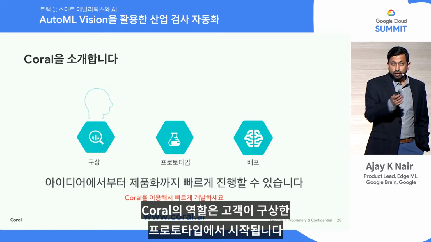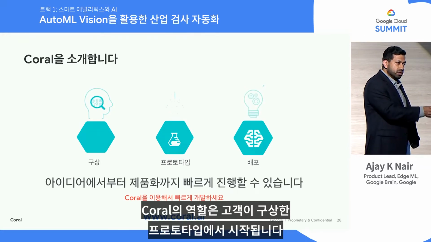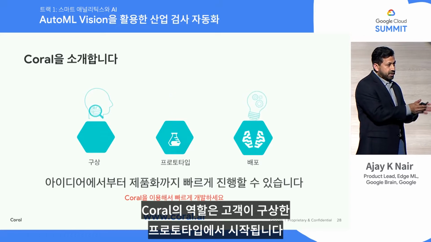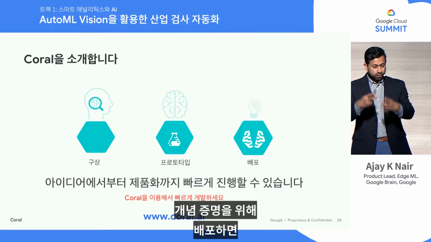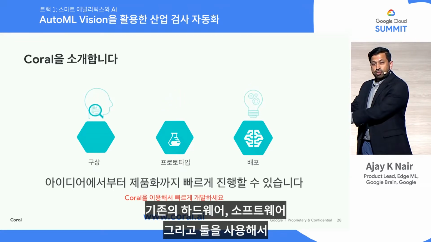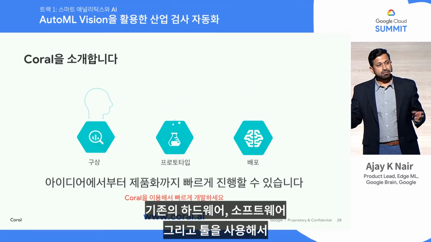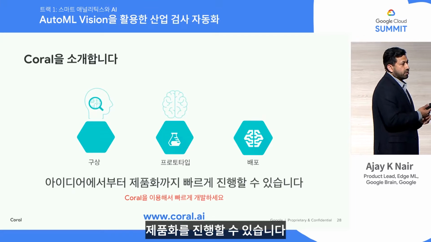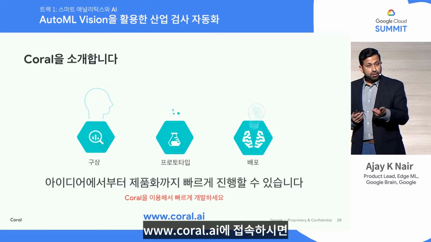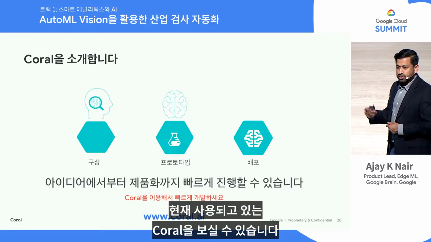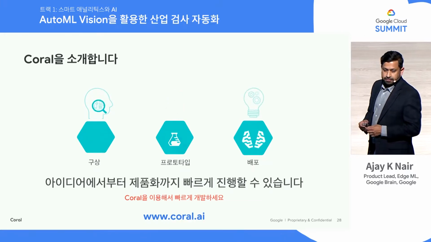So the idea with Coral is to allow customers to go from prototyping their ideas, to think about their ideas, prototype it, deploy it for a proof of concept, and then actually take it to production, all with the same framework of hardware, software, and tools that are available. You can check out Coral.ai. It's a Google product that's been available.